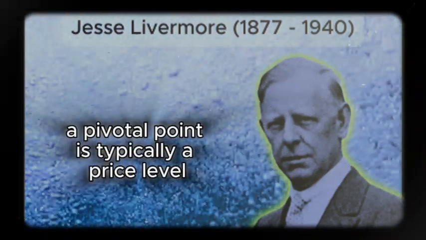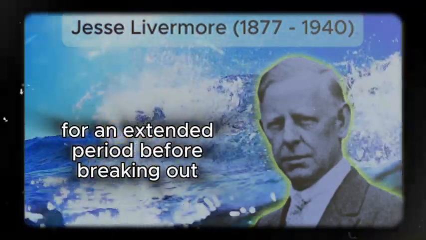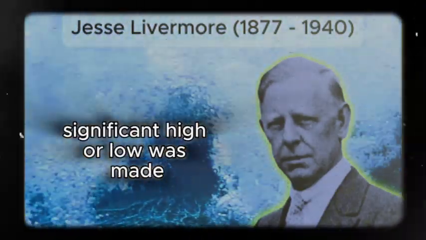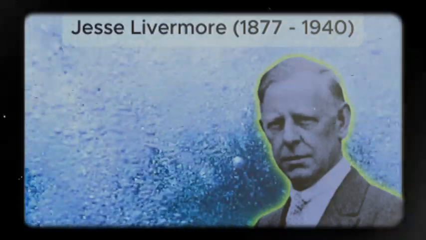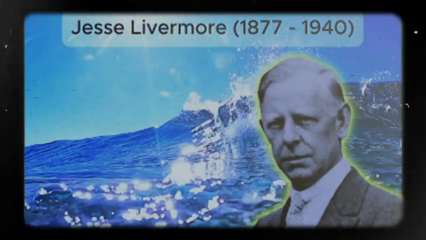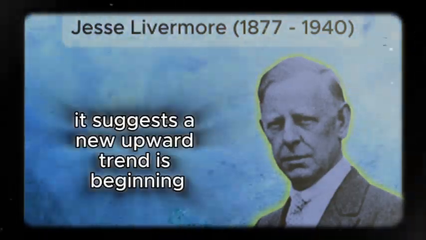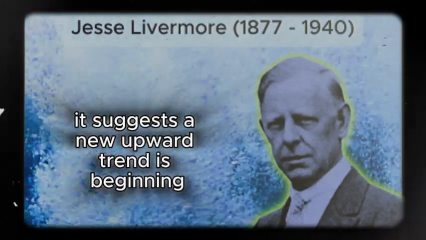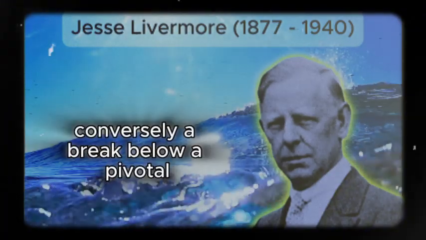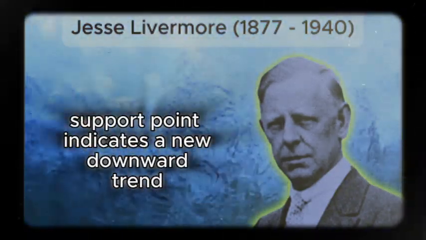A pivotal point is typically a price level where a stock has either consolidated for an extended period before breaking out, or a level where a previous significant high or low was made. When a stock approaches such a point, it signals a moment of truth. If it breaks above a pivotal resistance point with strong volume, it suggests a new upward trend is beginning, and the previous resistance now acts as support. Conversely, a break below a pivotal support point indicates a new downward trend.